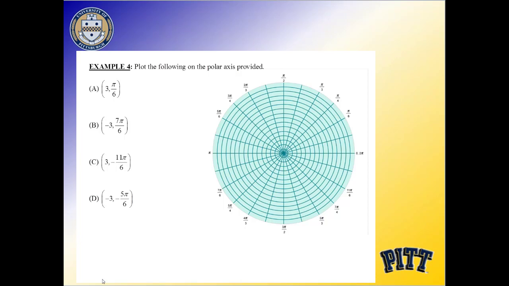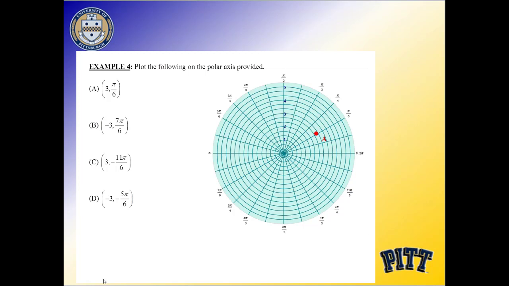I want to plot these 4 points. So again, going with what I did before, 3 comma pi over 6. I'm going to first locate where pi over 6 is. I'm going to scale it the same way. Pi over 6 would be pointing in that direction. Of course, the end of the arrow would be in the negative direction. I want to move 3 radii out, so I'd be here. So that's where A would be.